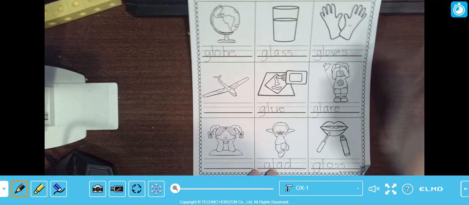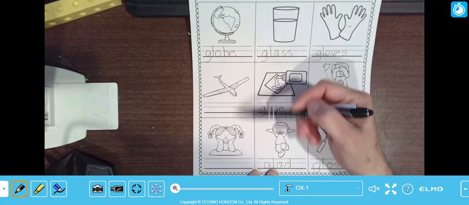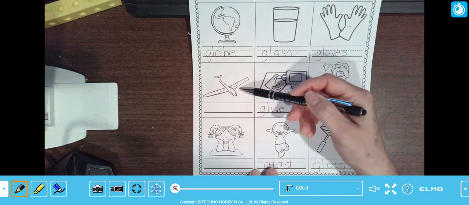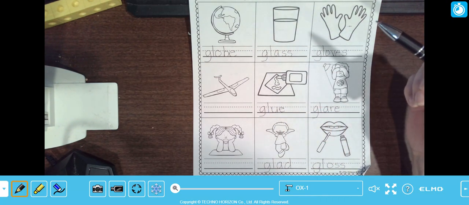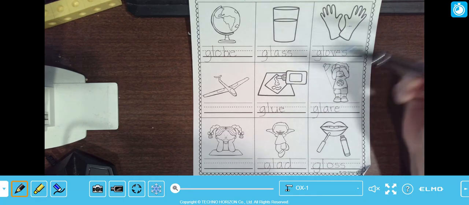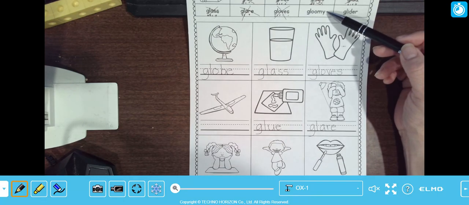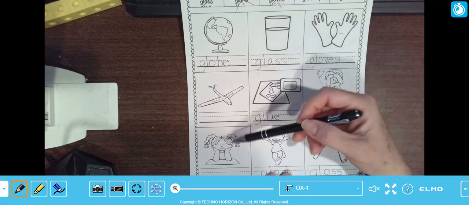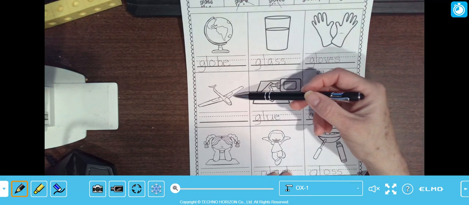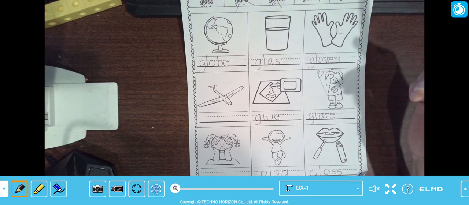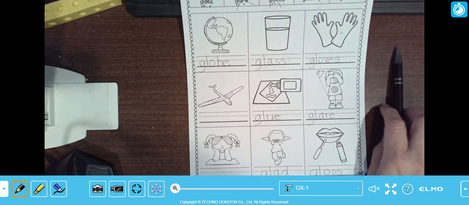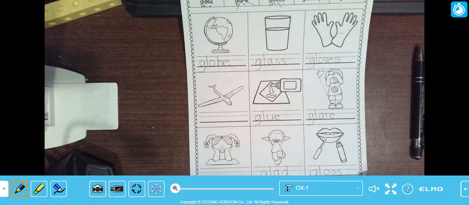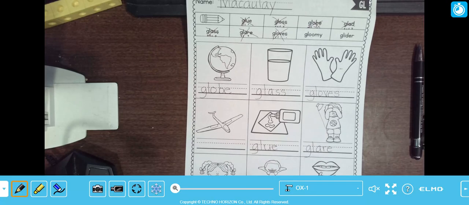So, which one of these is gloomy and which one is glider? Go ahead and write it down. Okay, I'm not going to tell you which one is which. You have to write gloomy on the sad one and glider for the plane. Okay, so gloomy would go here. Glider would go here. Go ahead and write those down, okay? And then you're done with this exercise for today.